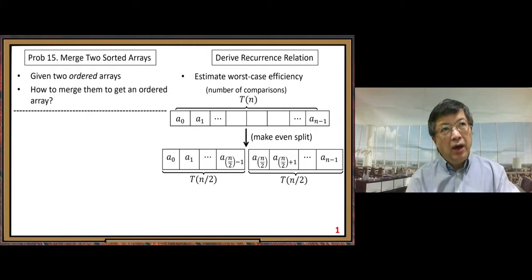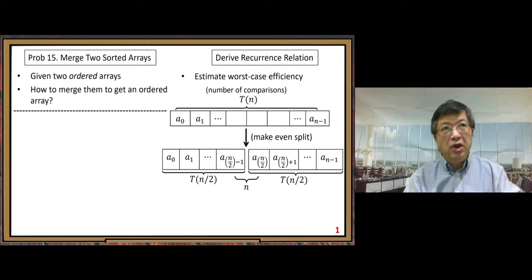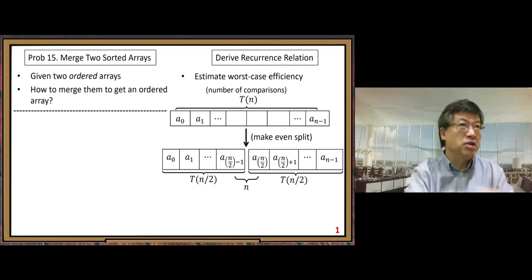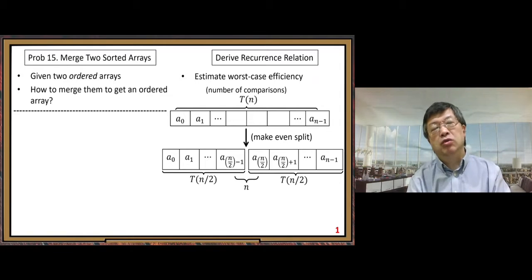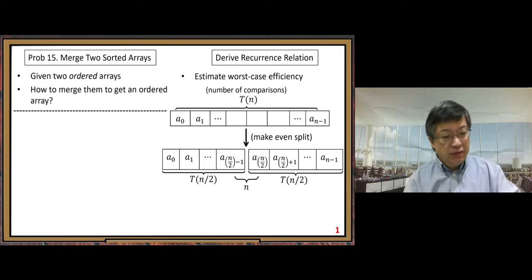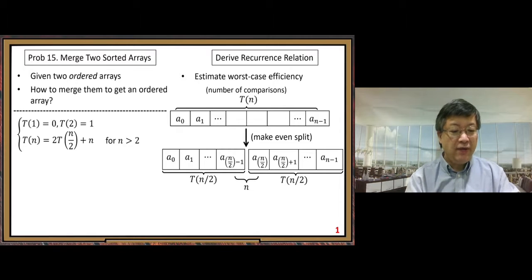But we have a merge step. The merge step takes approximately n comparisons. Why approximately? Remember, it is the total number of elements minus 1, so it should be n minus 1. But here, because we want to make our equation as simple as possible, we drop that minus 1 part. All right, with this simple analysis, now we are ready. We can write out the recurrence relation. That's this.